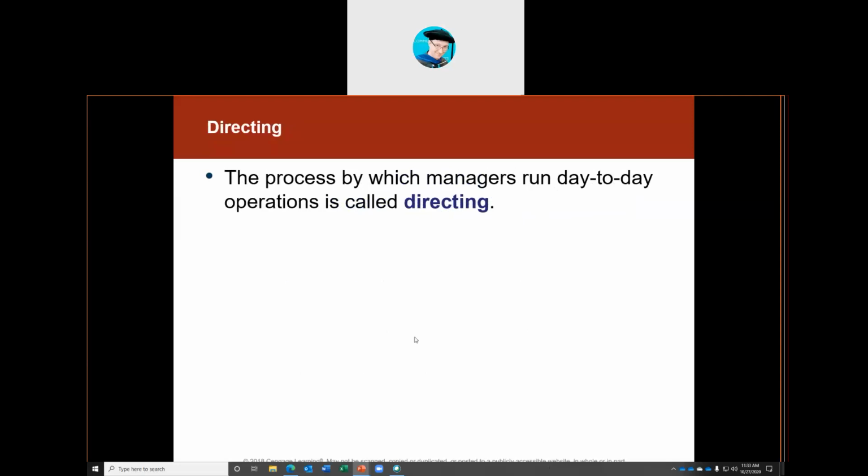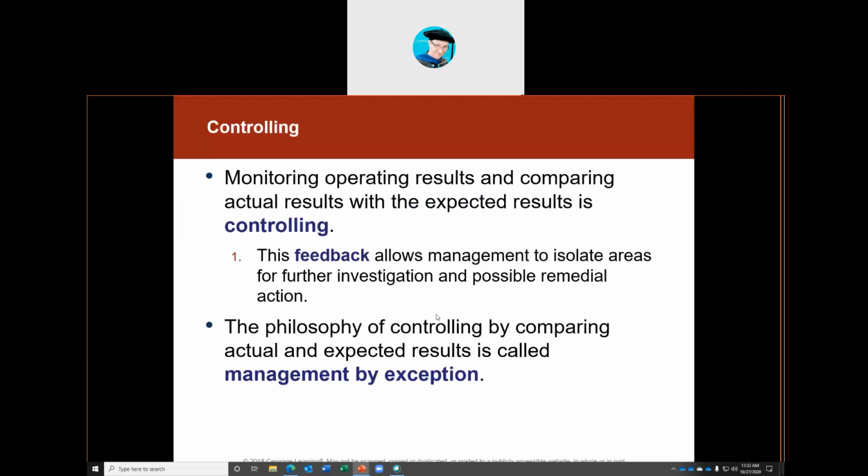And then, of course, after planning, we have directing. Directing is how the managers run the day-to-day operation of the business. How do they direct it? Then we have controlling.